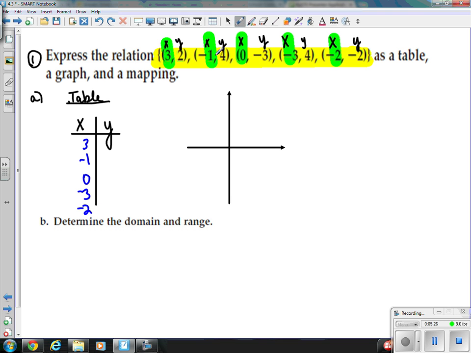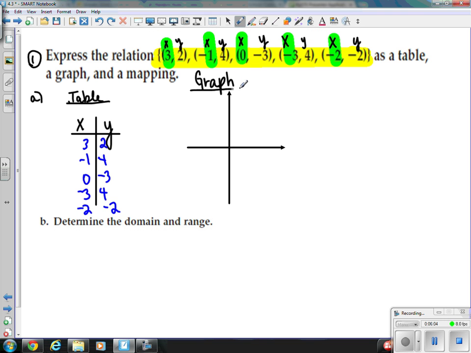Now keeping them in the same order that they are in up here, I do my y's. So my y is 2, y is 4, third my y is -3, fourth my y is 4, and lastly my y is -2. So I have my table. I have 1, 2, 3, 4, 5 ordered pairs up top, and then down here I have 1, 2, 3, 4, 5 ordered pairs shown in my table. So we're good. We're going to move on to our graph.